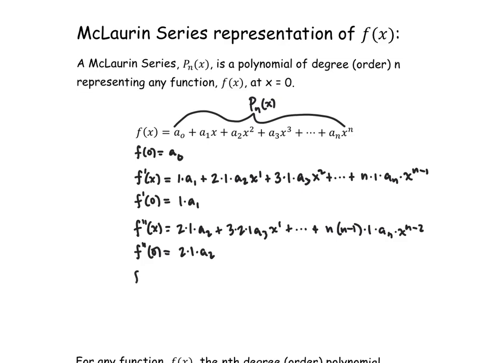Okay, let's go up to the third derivative. Taking the derivative of the second derivative, I get 3 times 2 times 1 times a sub 3, plus all the way out to the nth term, which will be n times n minus 1 times n minus 2 times 1 times a sub n times x to the n minus 3. So the third derivative, evaluated at 0, will be 3 times 2 times 1 times a sub 3.